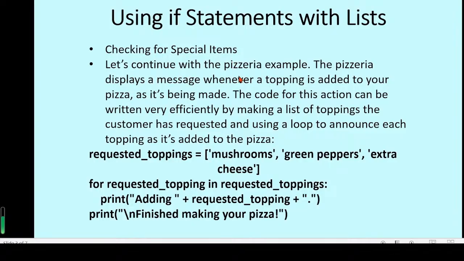So let's continue with the pizzeria example. The pizzeria displays a message whenever a topping is added to your pizza as it is being made. The code for this action can be written very efficiently by making a list of toppings the customer has requested and using a loop to announce each topping as it is added to the pizza. So this is a requested_toppings list with 3 items. Then we can write a for loop: for requested_topping in requested_toppings, for each element of this list. Then we print adding this requested_topping.